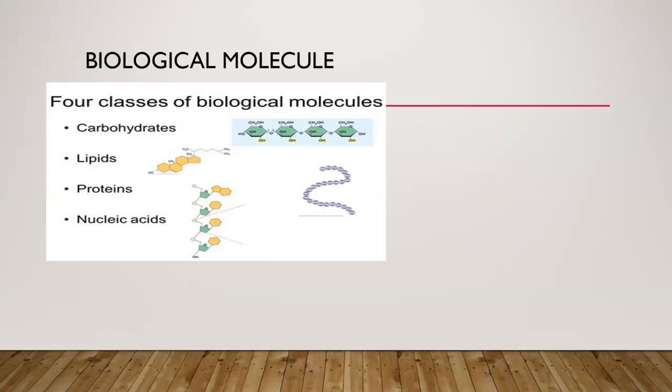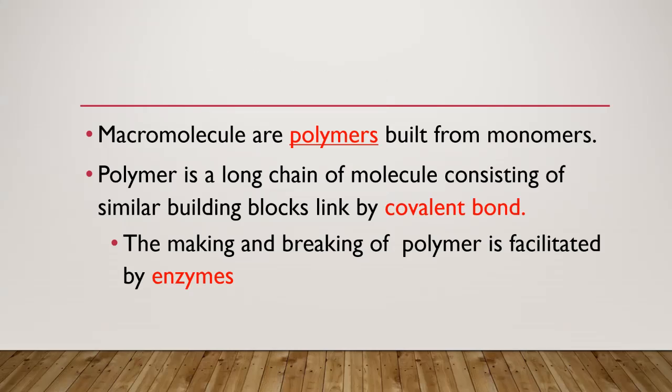There are four basic categories of the biological molecules. They are carbohydrates, lipids, proteins, and nucleic acids. Among these four, carbohydrates, proteins, and nucleic acids are considered macromolecules based on their complexity. Macromolecules are polymers built from monomers. A polymer is a long chain of molecules consisting of similar or identical building blocks linked together by covalent bonds. Covalent bonds, as we know, involve the sharing of electrons between atoms.